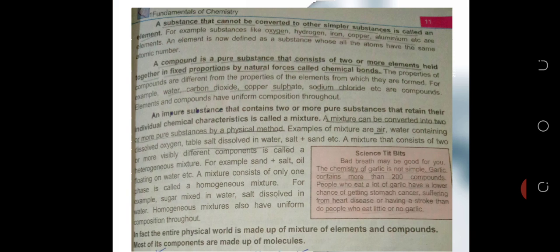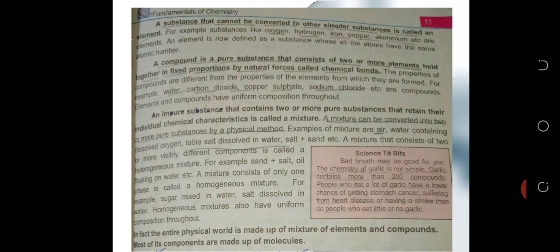Here you can see at the top: a substance that cannot be converted to other simpler substances is called an element. Now the question arises, what are the elements? A substance that cannot be converted to other simpler substances means we cannot convert it further into any other simpler substance. It means elements are the simplest unit, which cannot be divided further. Examples are oxygen, hydrogen, iron, copper, aluminium, etc.